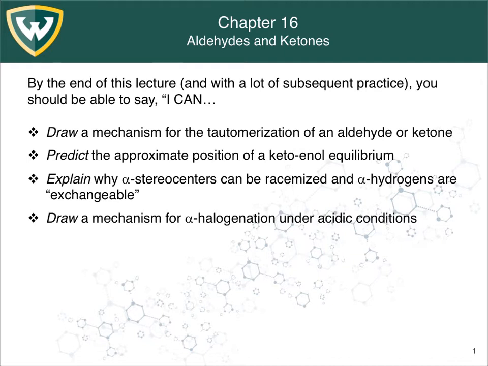You can predict the approximate position of a keto-enol equilibrium. You can explain why alpha stereocenters can be racemized and why alpha hydrogens are exchangeable. And you can draw a mechanism for alpha halogenation under acidic conditions.